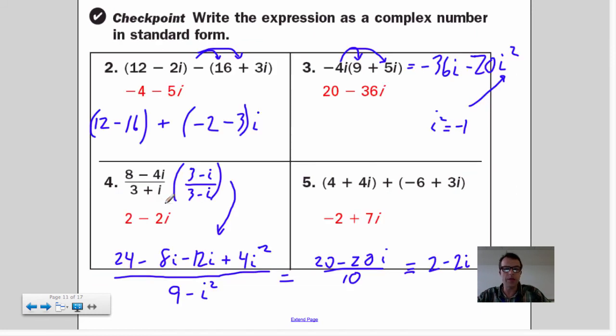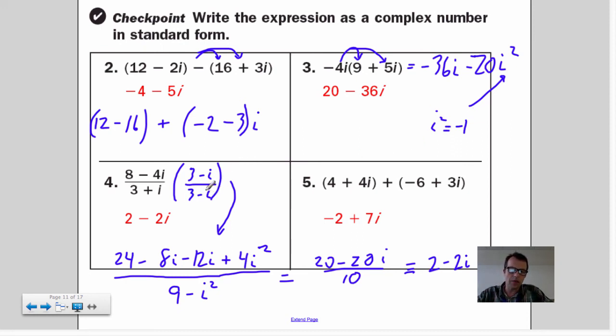And there are the answers. So answers are in red. Again, subtracting, make sure you distributed the negative. Multiplying, again, nice distribution here. Don't forget to get rid of i squared. i squared is the same as negative 1.